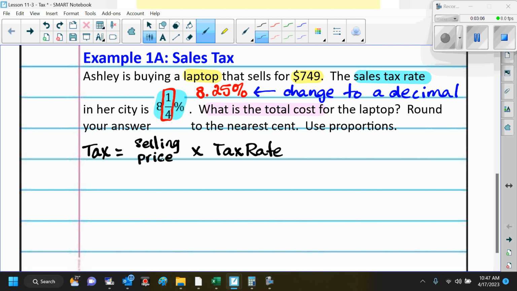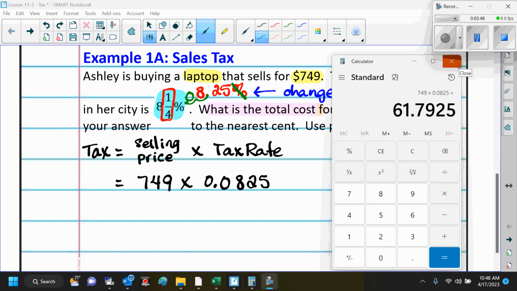So the selling price is $749, right? And then the tax rate, before we do that, remember we said we need to change this to a decimal. So we move the decimal 2 places to the left, annex that 0, and don't forget to take away the percent sign. Because once you've moved the decimal, you've already changed it from a percent to a decimal. So now we're going to multiply times 0.0825. Okay? So here, 61.7925.